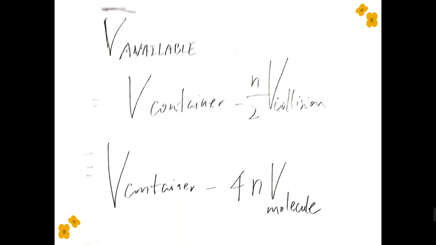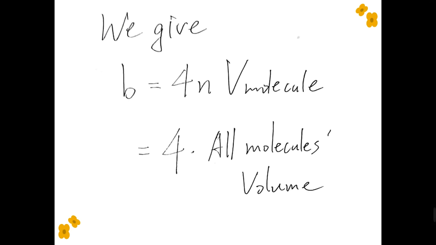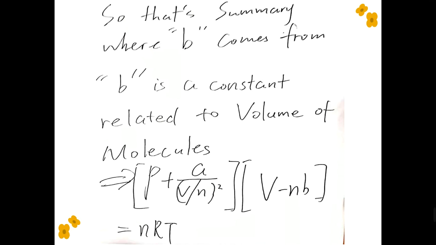And I want to give the 4nV molecule to B. And we know that nV molecule is all molecules' volume, so B is equal to 4 multiplied by the total molecules' volume. So that's a summary of where B comes from. B is a constant related to the volume of molecules. So by combining the result with A and B, we get the van der Waals equation.